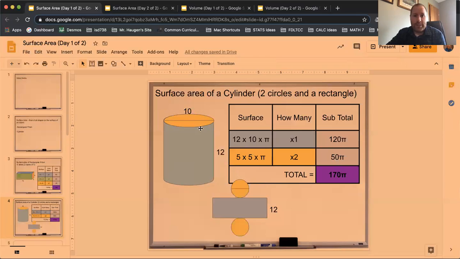So that's it with the surface area of those shapes. If you guys have any questions, go ahead and let me know.